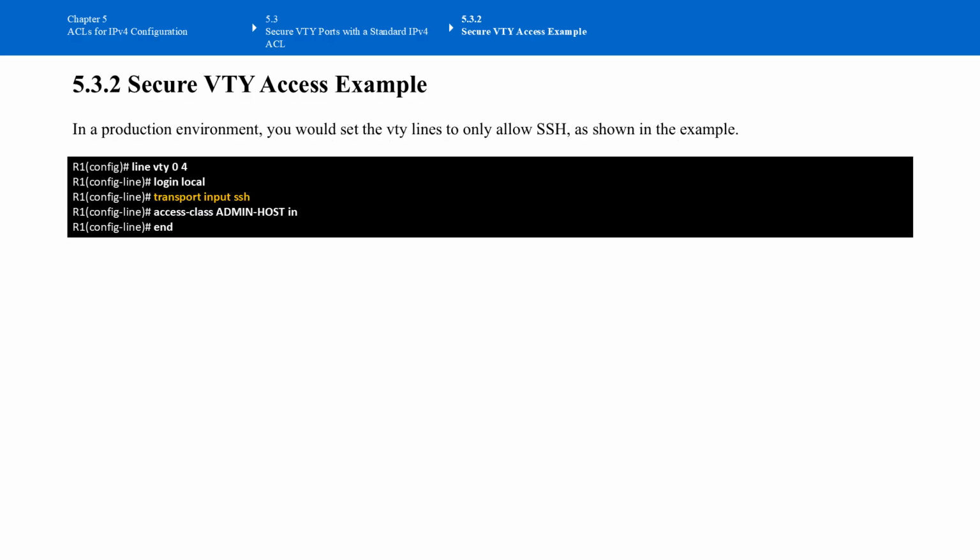In a production environment, you would set the VTY lines to only allow SSH for security reasons. And as shown in the example here, you use transport input ssh.